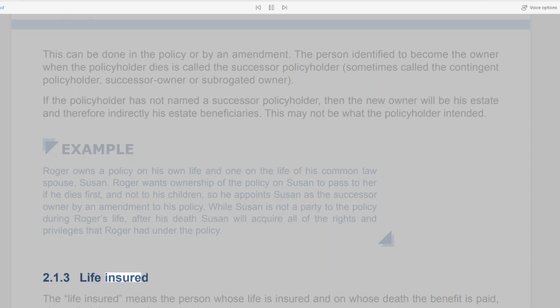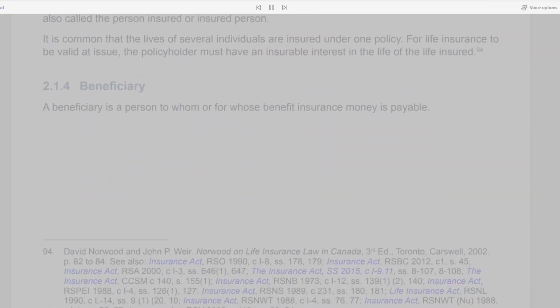2.1.3 Life insured. The life insured means the person whose life is insured and on whose death the benefit is paid, also called the person insured or insured person. It is common that the lives of several individuals are insured under one policy. For life insurance to be valid at issue, the policyholder must have an insurable interest in the life of the life insured.